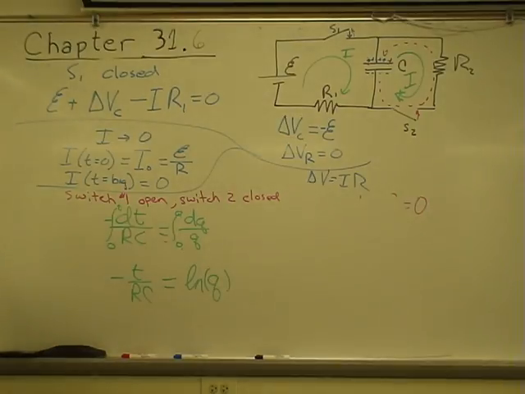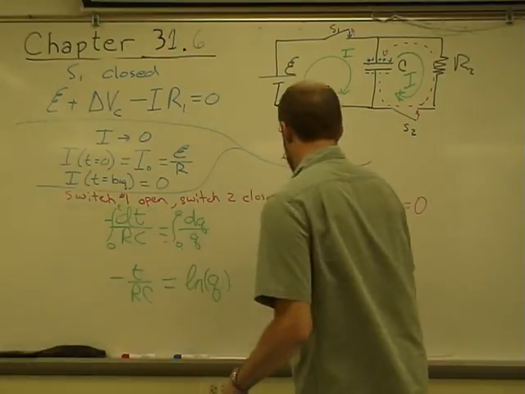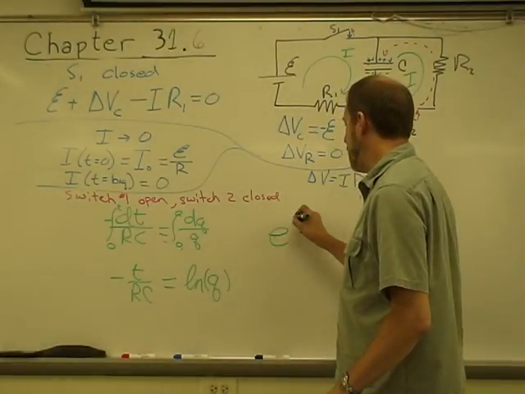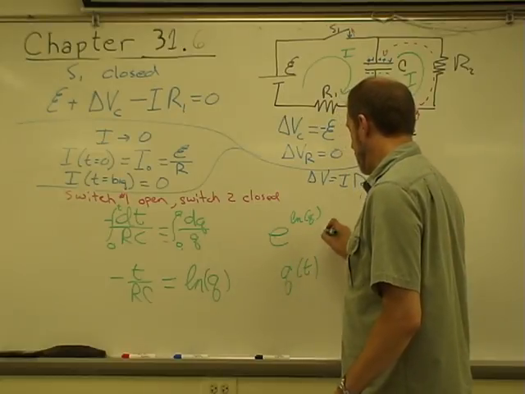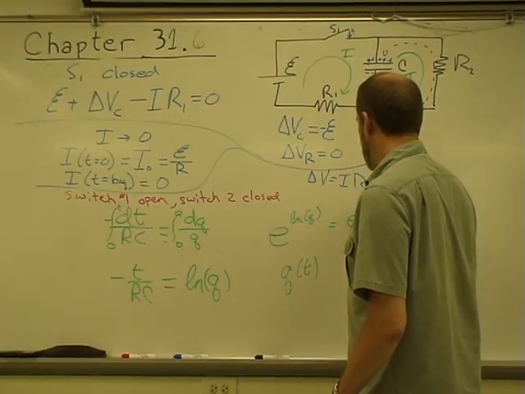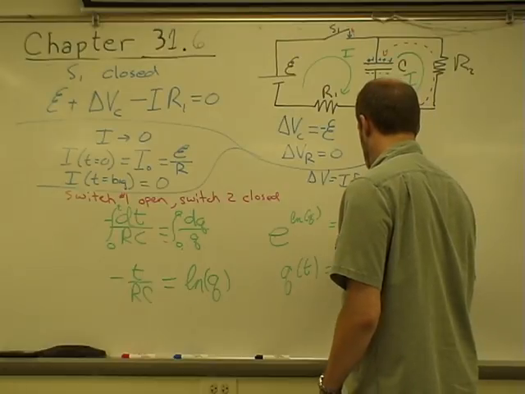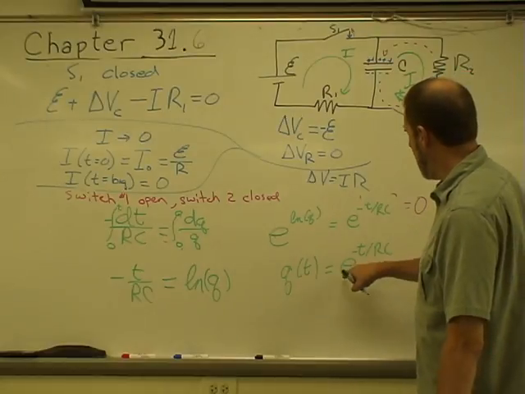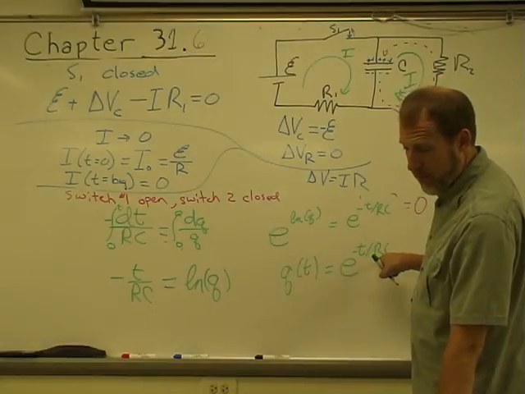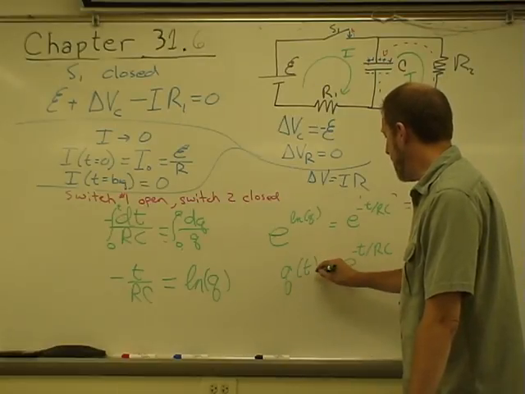Now, I want a function of Q in terms of everything else, so I want to get rid of this natural log. If I take both sides and raise them to the power of e, e to the natural log of Q is just Q, which is equal to e to the minus T over RC. So the charge will vary exponentially with time.